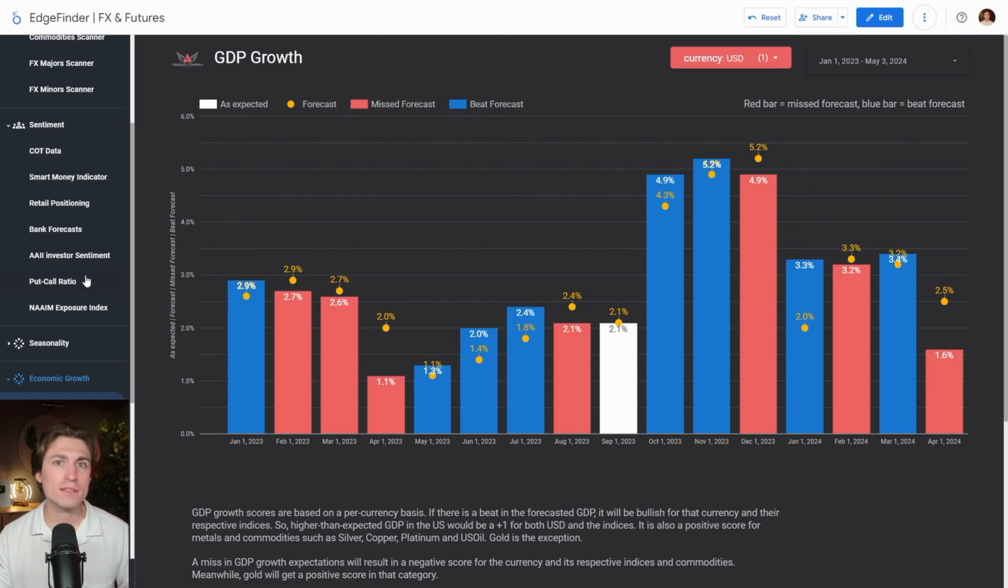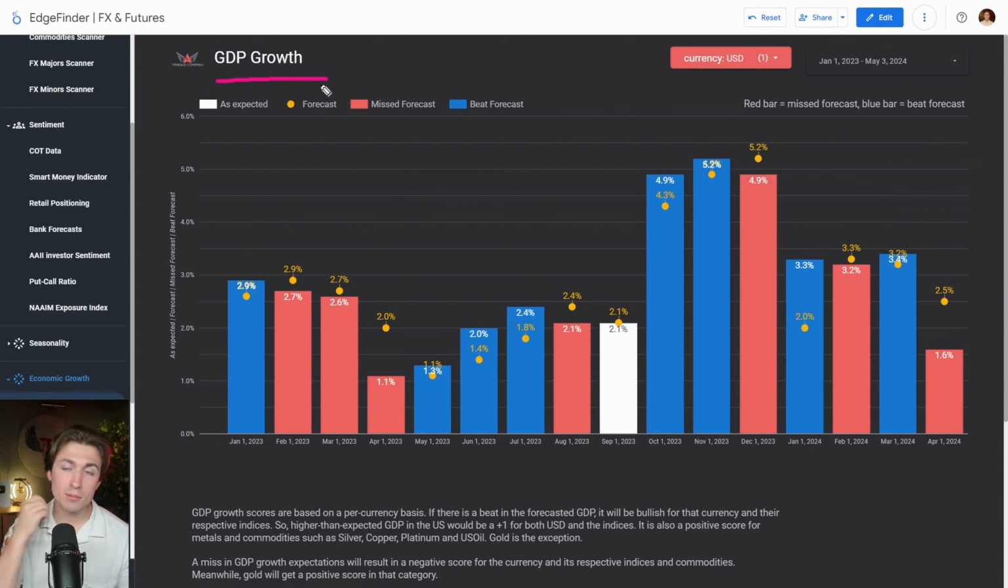I wanted to talk about some of the key economic and fundamental components that index traders should be aware of. We'll start with GDP growth. GDP growth is a relatively simple metric. The calculation is not simple, but the understanding of what this represents is pretty simple. This is the growth of the US economy.